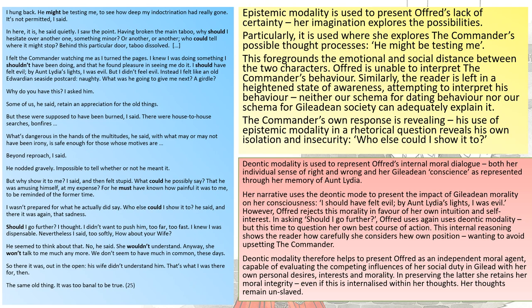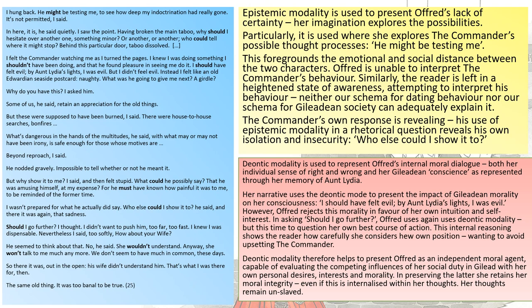So firstly, the epistemic modality in this text is presenting the way that her imagination explores the possibilities of what's happening to her, sees her searching the future, I guess, or attempting to understand what the commander is thinking or doing. She's trying to interpret his way of thinking. So he might be testing me, for example. And that, I think, has the effect of foregrounding this emotional and social distance between the two characters.